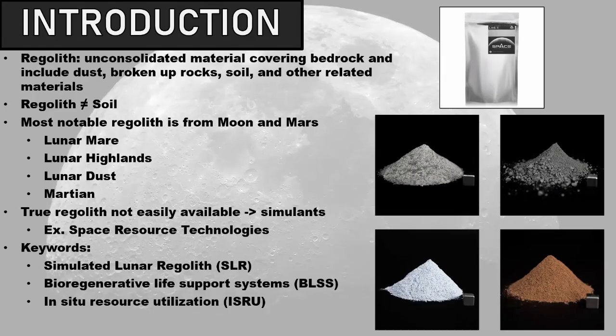Then there's more broadly the term in situ resource utilization. That's if you go on the moon, instead of having to ship everything there, you take advantage of the resources there, the resources in situ. And so regolith would be one of those resources. And then finally, regolith-based agriculture, of course, growing plants, growing crops using regolith.